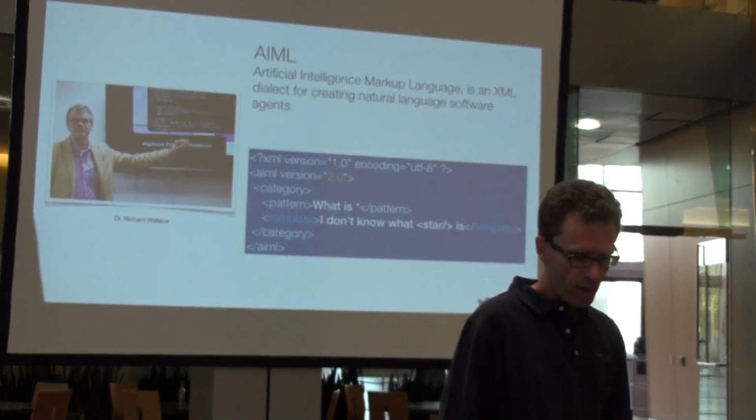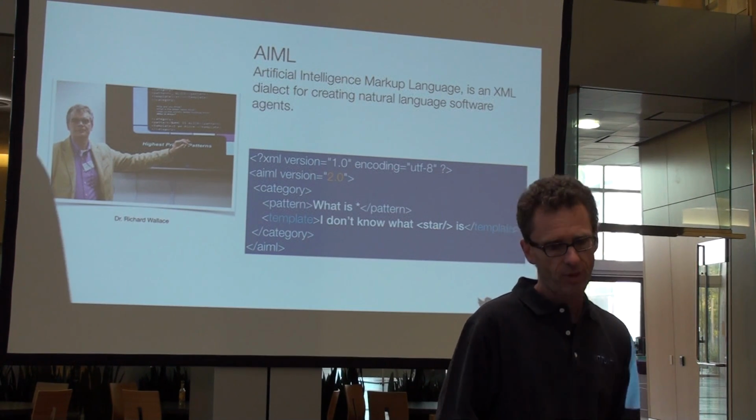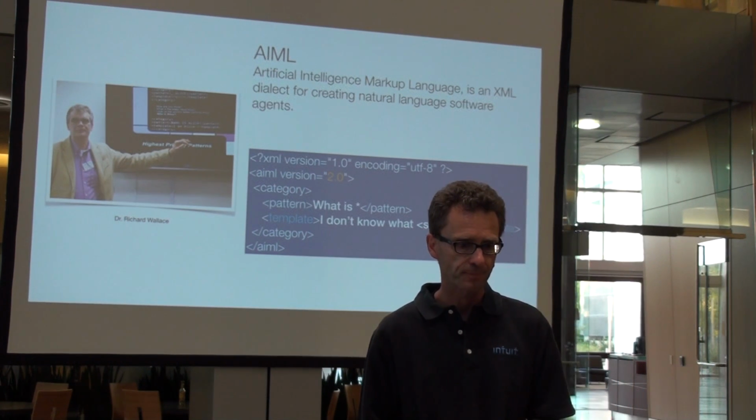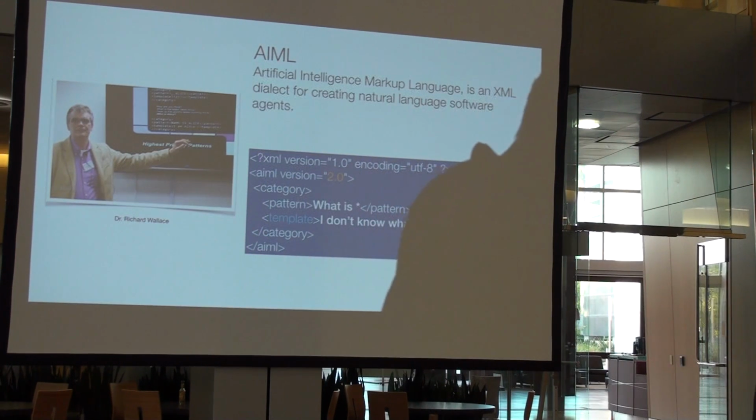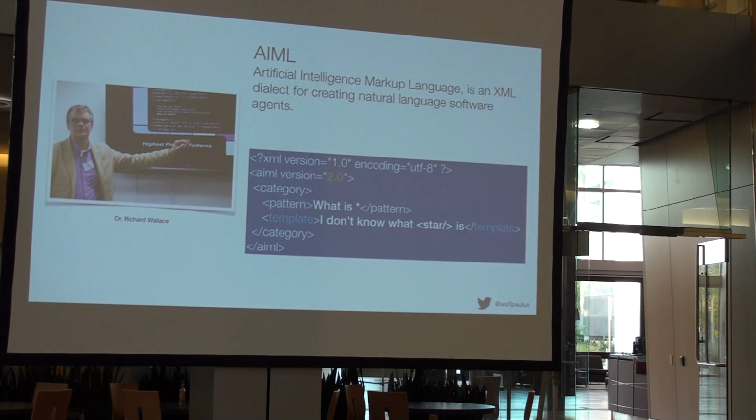And almost all the winning bots are built on AIML. AIML is a domain-specific language, Artificial Intelligence Markup Language, and you can see one of these patterns here. Very simple. The pattern would be "what is star", and the answer would be "I don't know what", and then we fill in what the star, the asterisk, is.